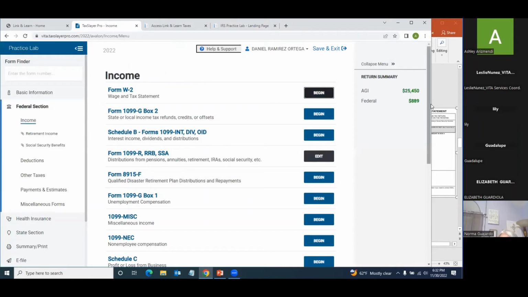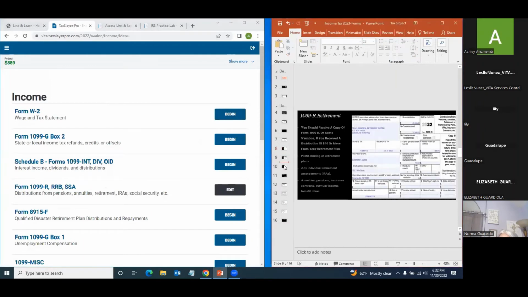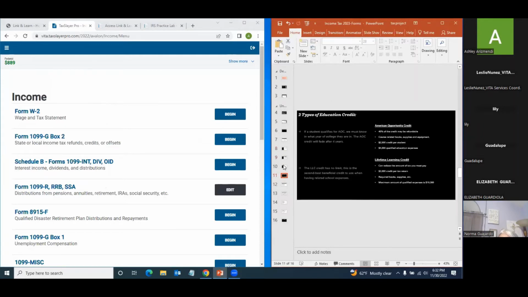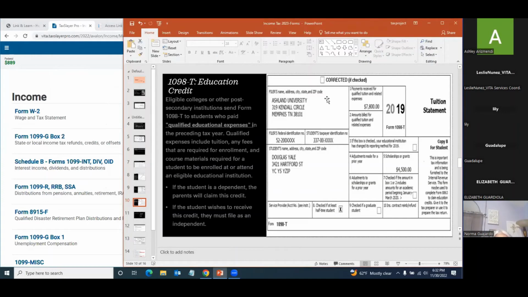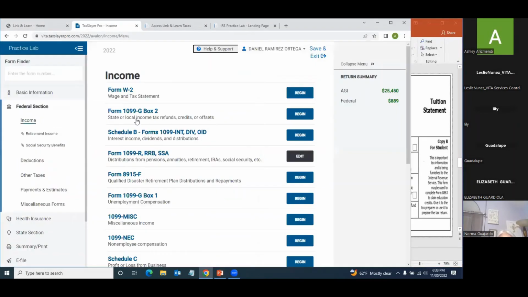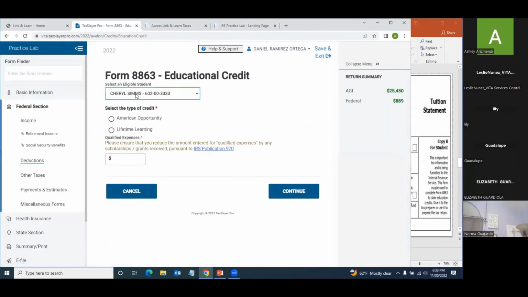And then the other form that we were talking about was the 1098T. So let's see, where's that form? Let me get to that form, give me a second. Here's the 1098T form, the education form. When we get to this screen, if we don't want to look for the form, we can always come to the form finder, type in 1098T, and it'll take us straight to the tuition statement. You click on there, and it'll take us directly to the form.